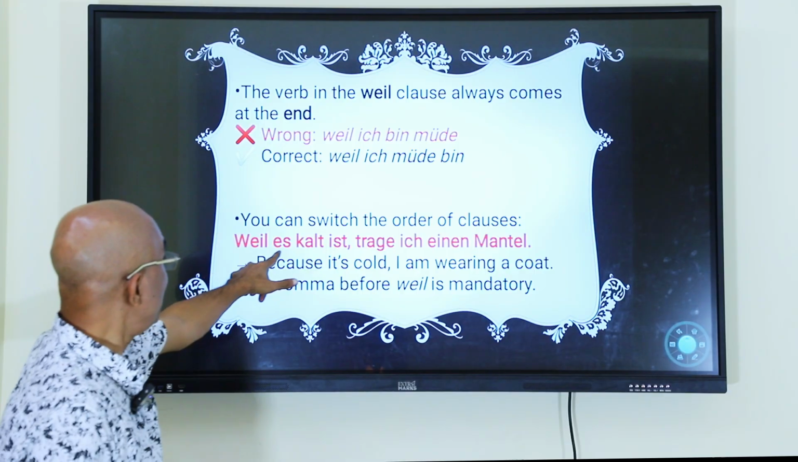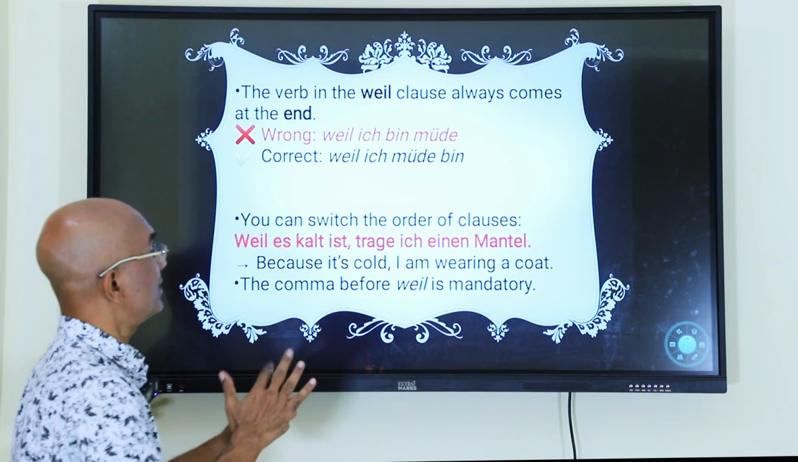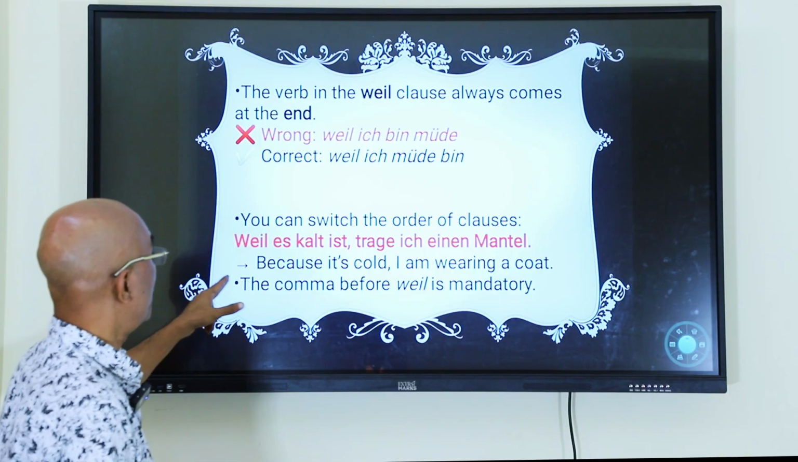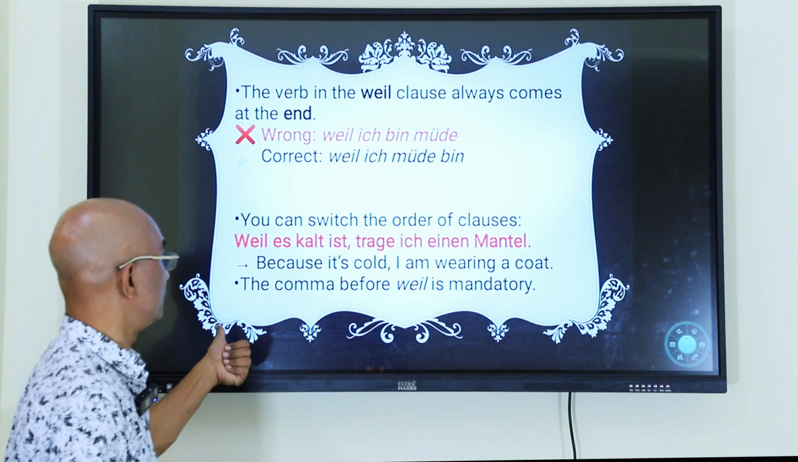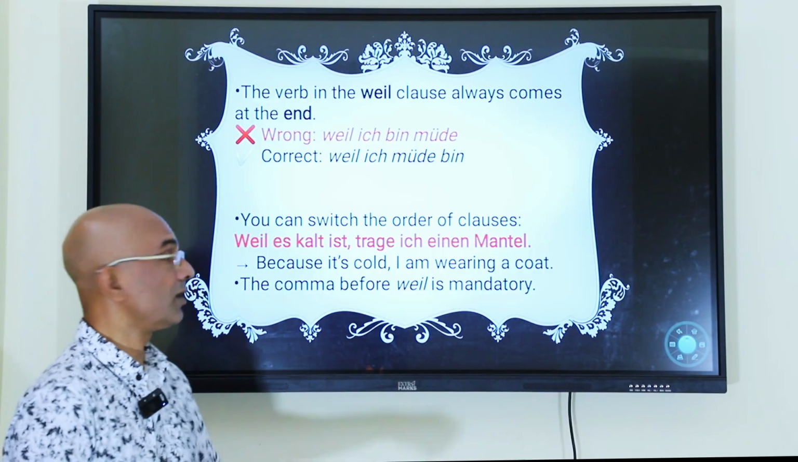Here, for example: Weil es kalt ist, trage ich einen Mantel. Because it is cold, I am wearing a coat. Because it's really cold, therefore I am wearing a coat.